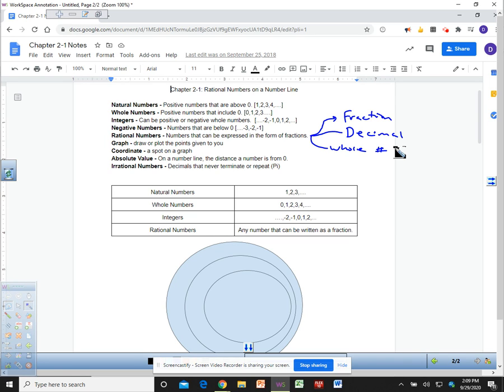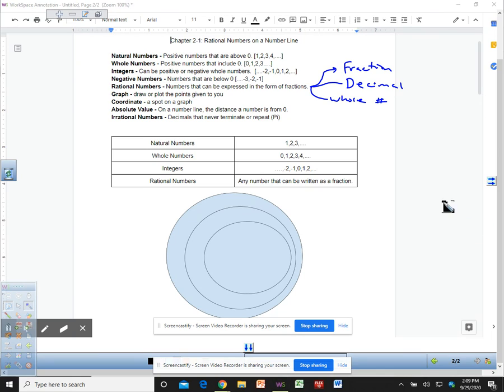Graph is when you draw or plot points on something given to you. A coordinate is a spot on that graph. Absolute value is how far a number is from 0 on a number line. That's a good thing to know because we're going to talk about that. And irrational numbers are decimals that never terminate or repeat, such as pi.